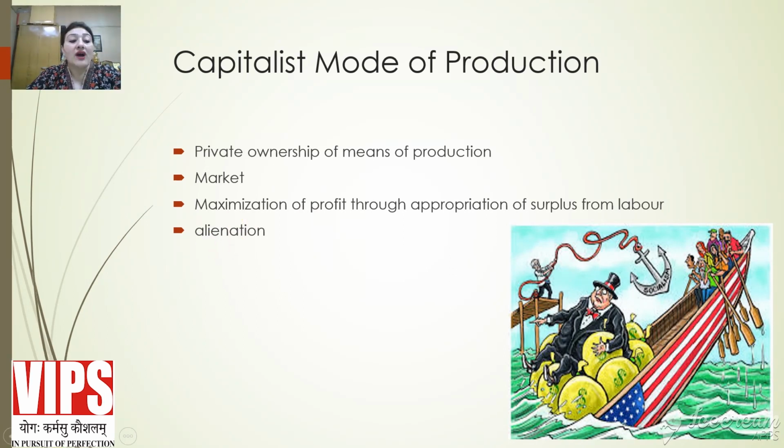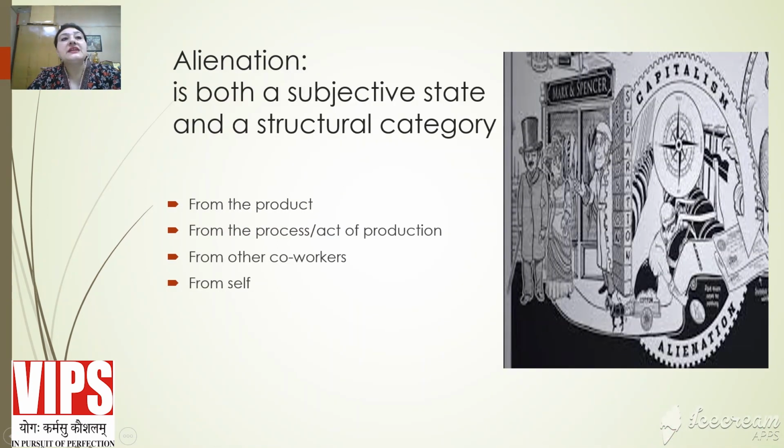What is alienation? Alienation refers to the estrangement of individuals, a term which was basically introduced by Hegel and had philosophical and religious meanings. But Karl Marx, in his work The Economic and Philosophical Manuscripts of 1844, transformed it into a sociological concept. As a sociological concept, he sees alienation both as a subjective state as well as a structural category.